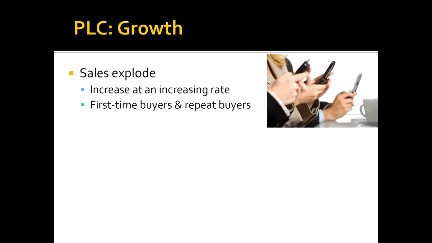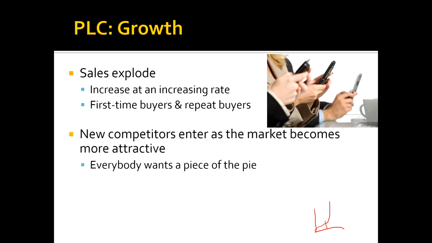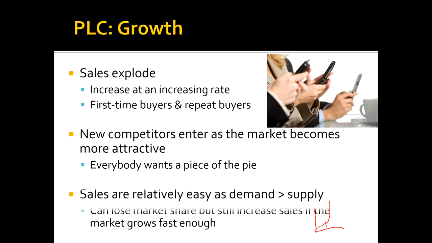So the next stage is growth, right? Sales take off. If you remember, the product life cycle looked something like this. Introduction stage, sales are flat, and then growth, they take off, right? Why? Because there's first-time buyers and repeat buyers. People are upgrading, buying other things. And at the same time, new marketers come in. The market's growing fast. Everybody wants a piece of the action. So there's more and more models to purchase, and companies are making improvements in the products.